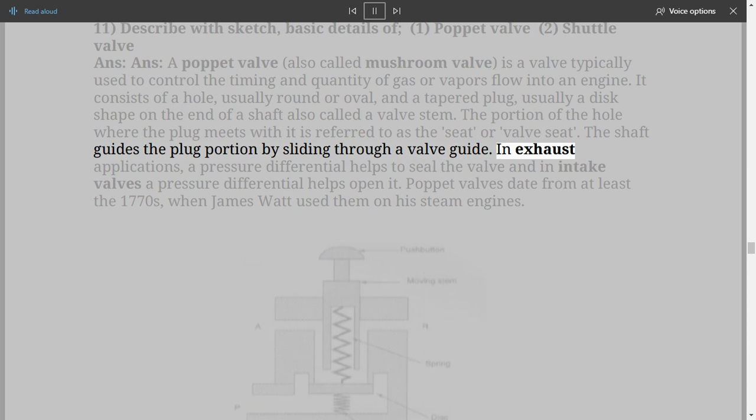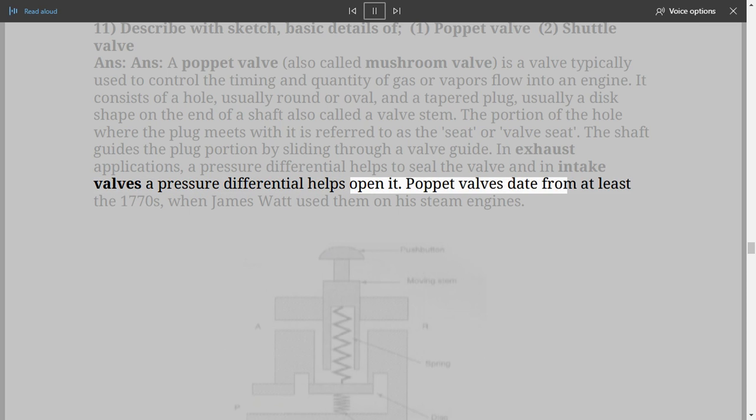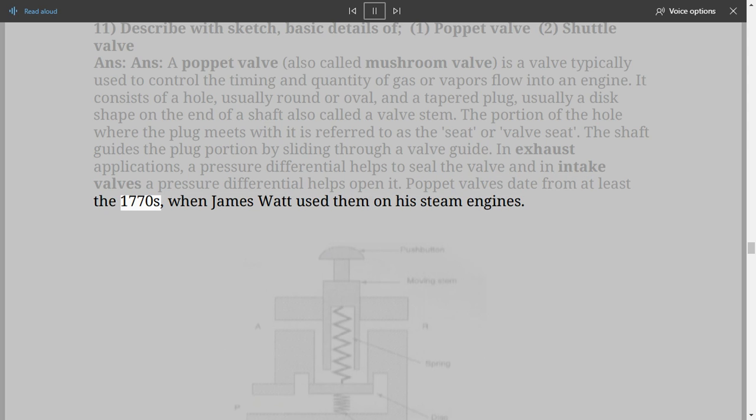In exhaust applications, a pressure differential helps to seal the valve, and in intake valves a pressure differential helps open it. Poppet valves date from at least the 1770s, when James Watt used them on his steam engines.